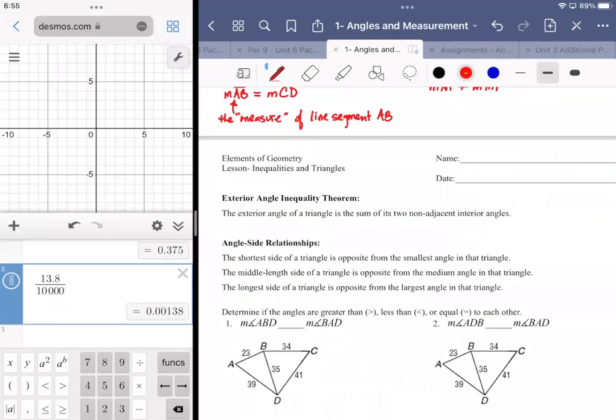Exterior angle theorem. So we kind of move on to different relationships within different geometric figures. Right? So the exterior angle theorem, very short theorem, but also wordy enough to be pretty confusing. But we'll get to it in a sec in terms of an example, but I'll just read it right now. The exterior angle of a triangle is the sum of its two non-adjacent interior angles.